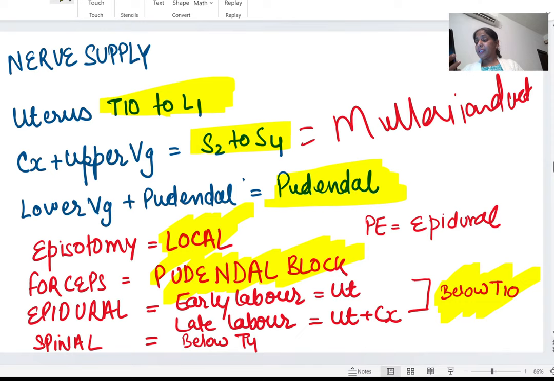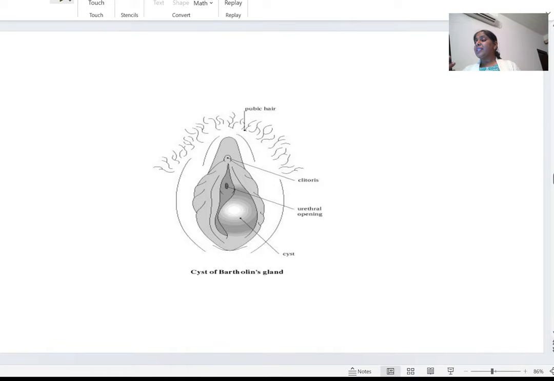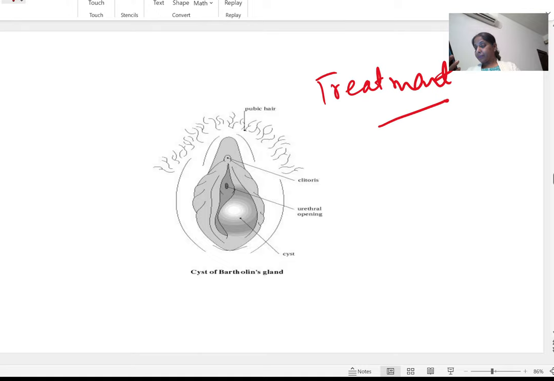Now let us see the images. Are you ready for the images? Only three images for this. Identify this image. What is this? Come on, everybody, write in the chat. What is the treatment of it? What is this problem? Bartholin cyst. Very good. And where does it open?